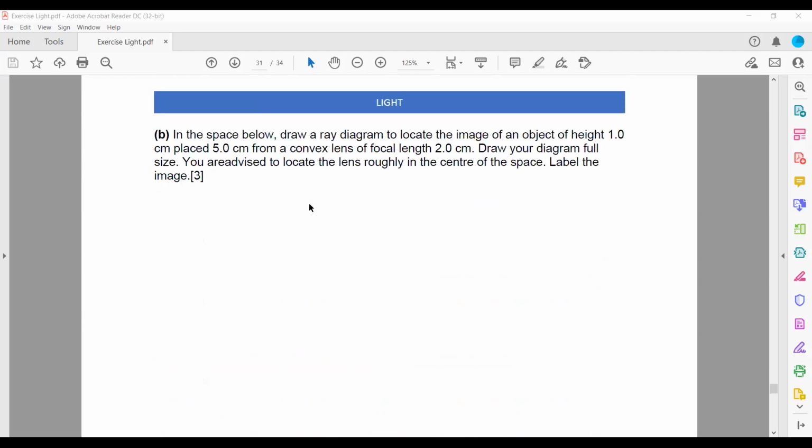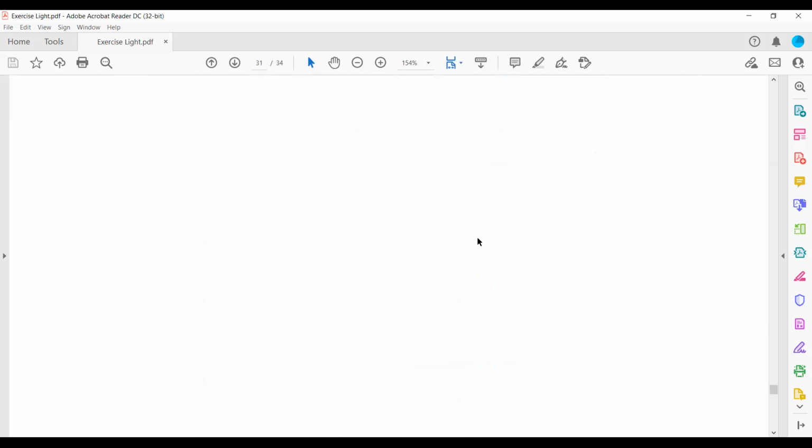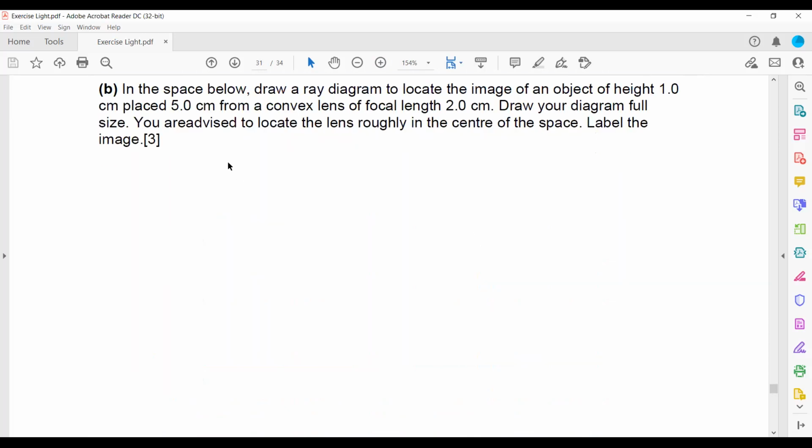Now this question, I want everyone to solve this with me so that you will have a better understanding, because this is related to the measurement as well as the drawing. So in a space below, I want everyone to draw. You should have a pencil, and you will use it to draw this image. In a space below, draw a ray diagram to locate the image of an object of height 1 centimeter, which is placed 5 centimeter from a convex lens of focal length 2 centimeter. Draw your diagram full size. You are advised to locate the lens roughly in the center of the space.